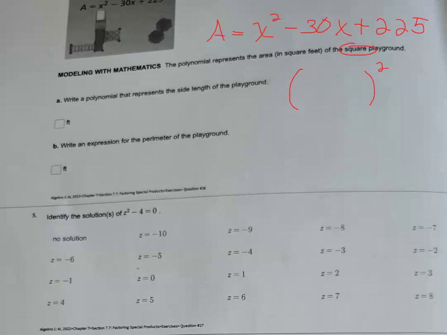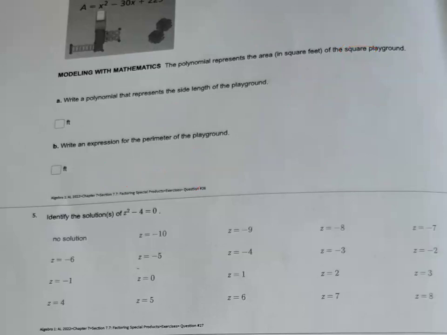I'm going to go ahead and do it. Square root of x squared is x. The minus goes in the middle. Square root of 225 is 15. So side length is x minus 15. Perimeter, we just multiply 4 times x minus 15. And that gives us 4x minus 60.